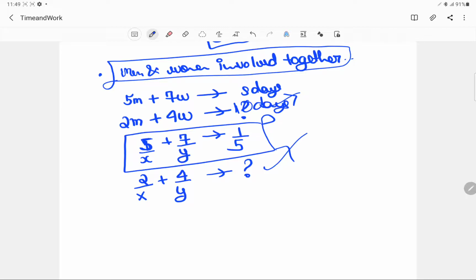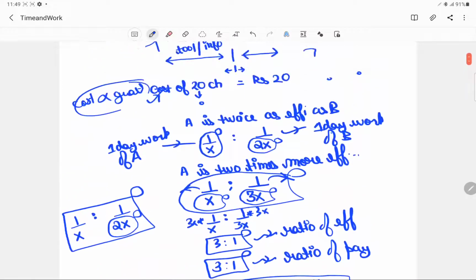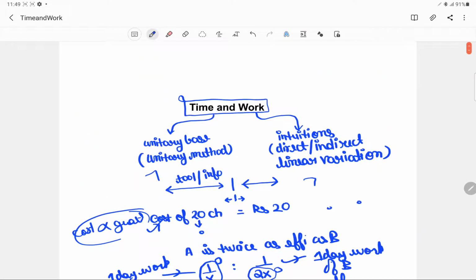Say 10 days. So they will be asking you what is the value of x and what is the value of y. Okay, so questions like this would also be given. On a broader aspect, you just remember that whatever is given, convert it to the unit base, based upon your intuitions, and that would ease up your work.